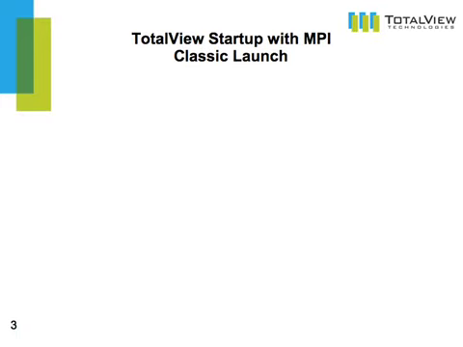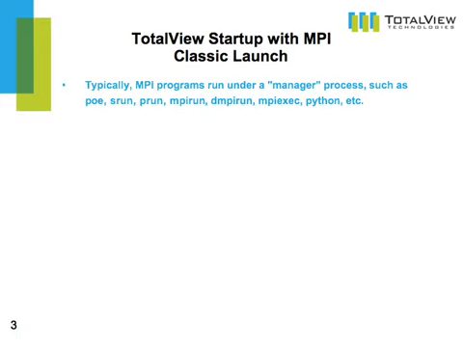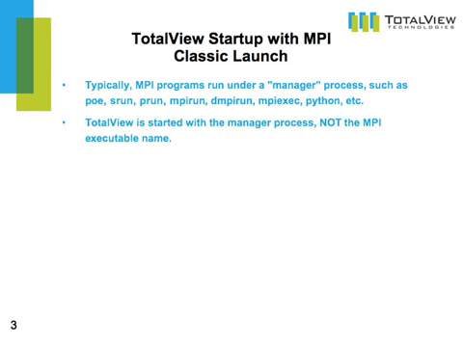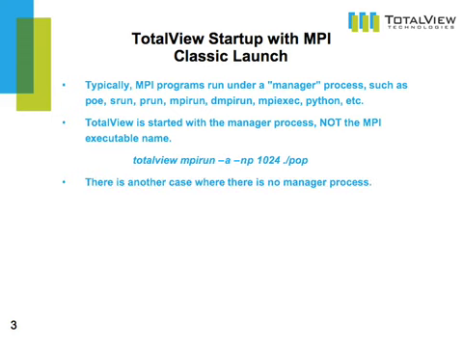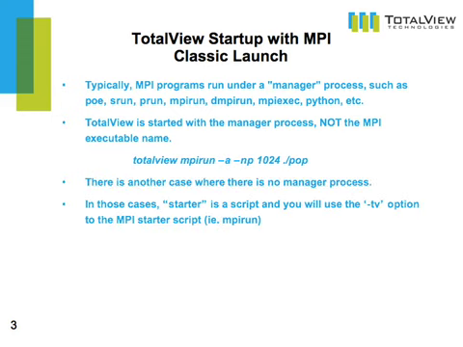You can also start up TotalView with what we call the Classic Launch. This allows you to use the command line interface to start up your programs. And typically there's a manager program that's used, like mpirun, srun, etc., which is used in the command to start up TotalView. In this case, you're starting up with the manager process and not the MPI executable. And then in the case where there is no manager process, the starter is a script that you're going to use with the -tv option.